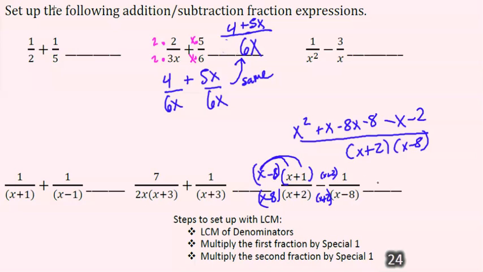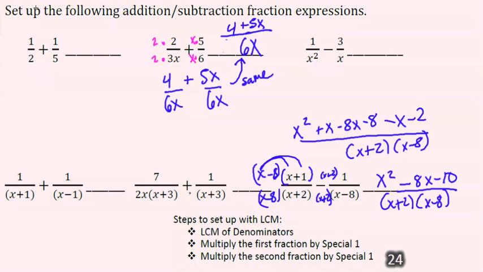Combine like terms, so there you get x squared minus 8x minus 10 all over x plus 2 times x minus 8. It doesn't want you to simplify it from here. It just wants you to set it up. So we're done with this.